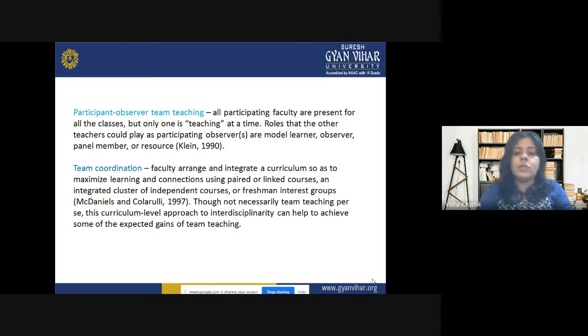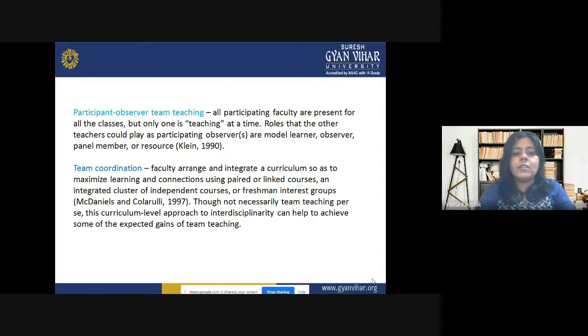And this definition was given by Gallen in 1990. Team coordination, faculty arrange and integrate a curriculum so as to maximize learning. Means all the things are being done in such a way that there should be maximized learning of the learners. And connections using paired or linked courses.